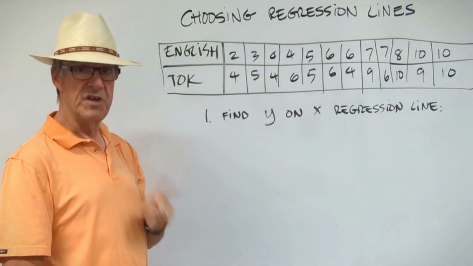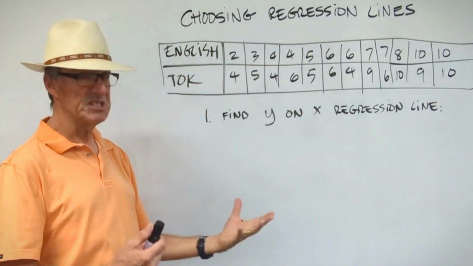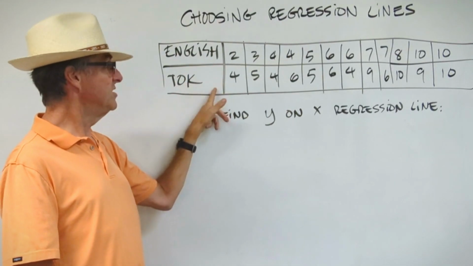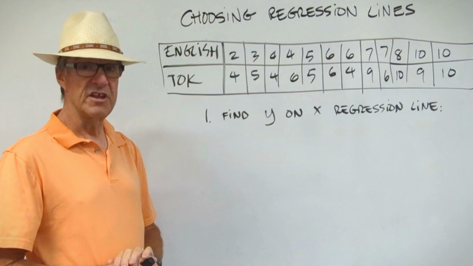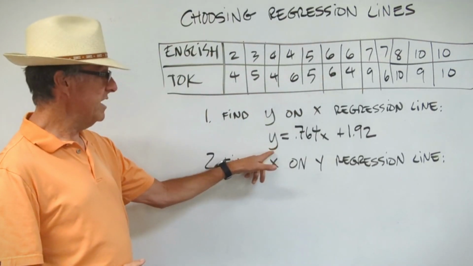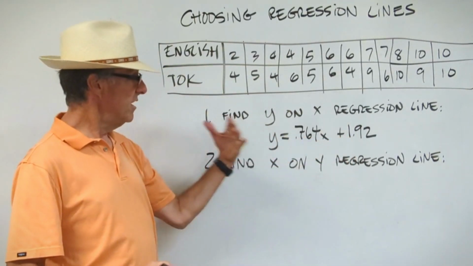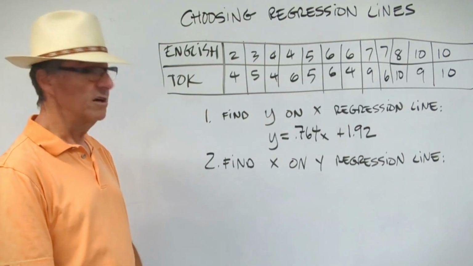So first step, you've done this before: find the y on x regression line. This is the standard thing. We're assuming that English is the independent variable and TOK is the dependent variable. So go ahead, pause the video, pull out your calculator, and do that math. Here's what I get: y equals 0.764x plus 1.92. So that is our regression line pulled from our calculator.